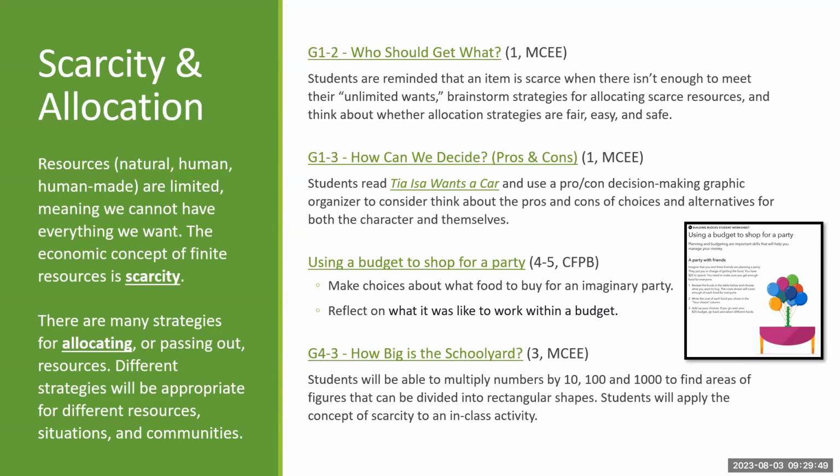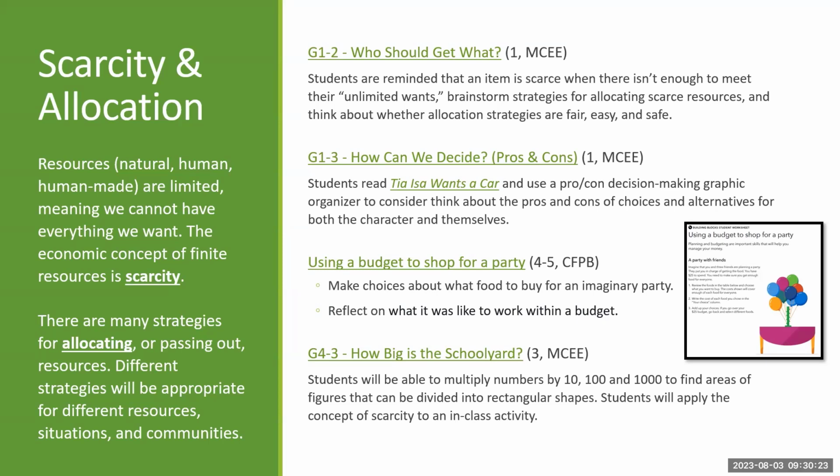Lessons that we have here, all of these ones from Minnesota Council are labeled with a grade, but I find them so adaptable. I love this lesson, Who Should Get What. That's the main allocation lesson, where they go through all the different allocation strategies. I believe there are 7, and they evaluate whether they are fair, easy, and safe. Again, we're really developing students' evaluation skills, and recognizing that we can't have everything we want.